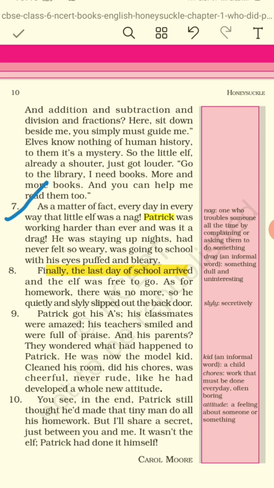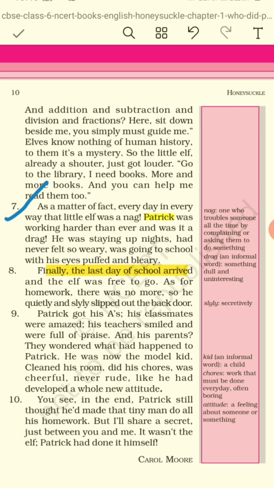As for homework, there was no more. So he quietly and slyly slipped out of the back door. Quietly, without making any noise, and slyly, very secretively, without letting anyone know, he slipped out of the back door. This is what the elf did. I guess I'm clear here.